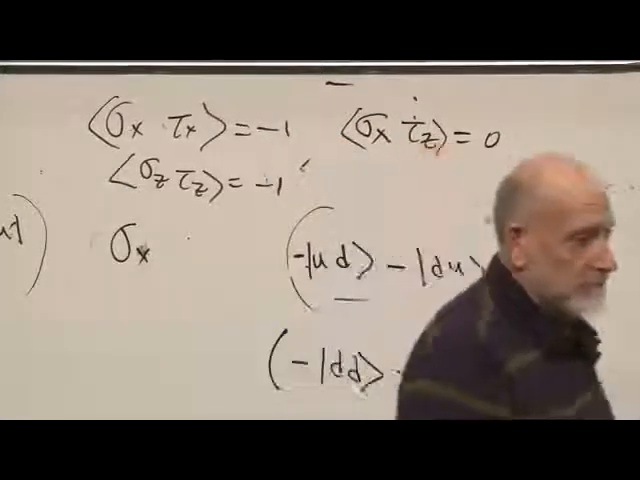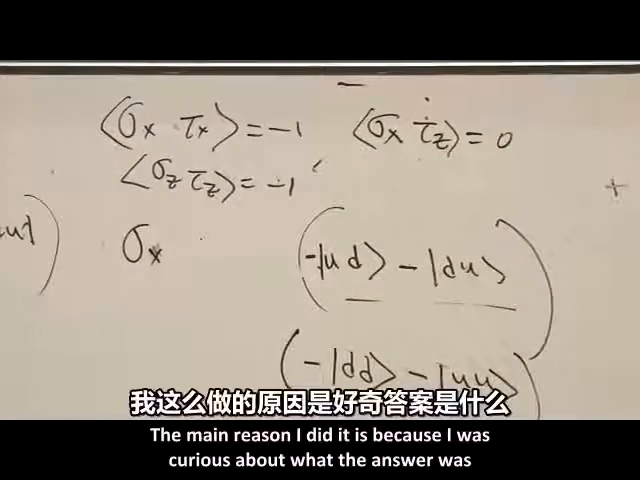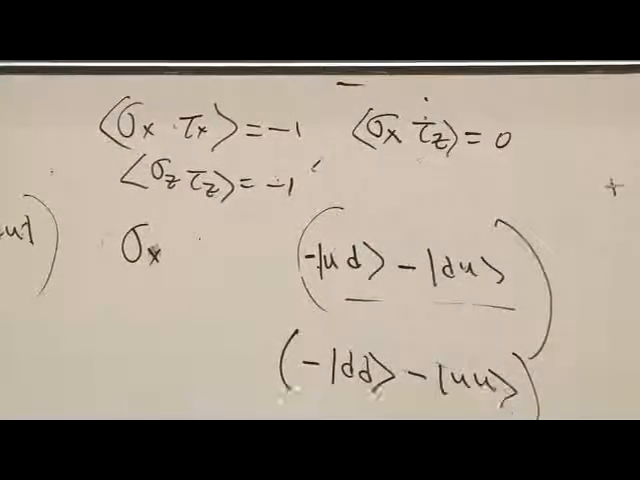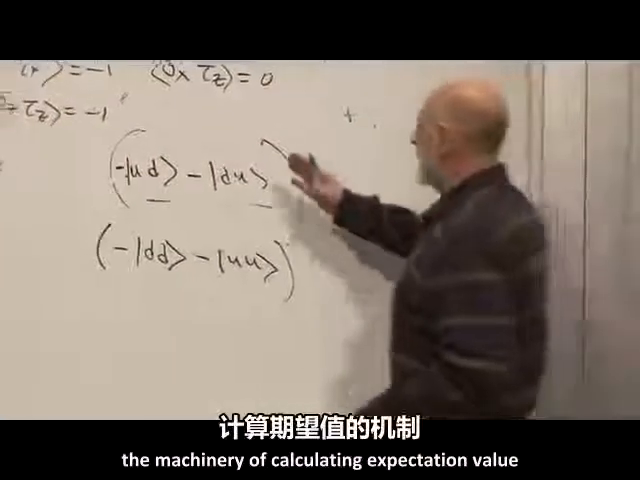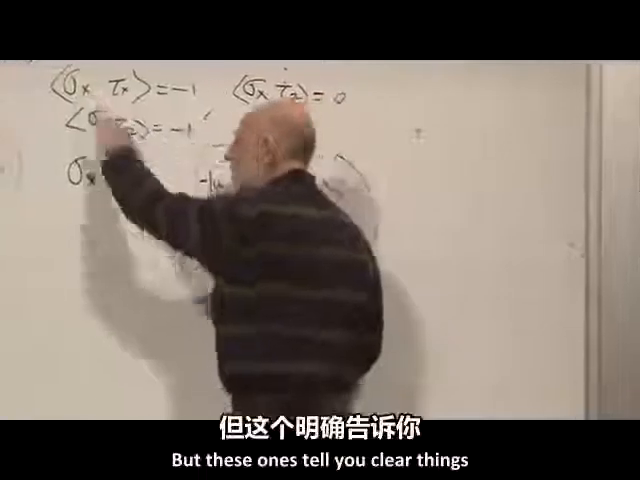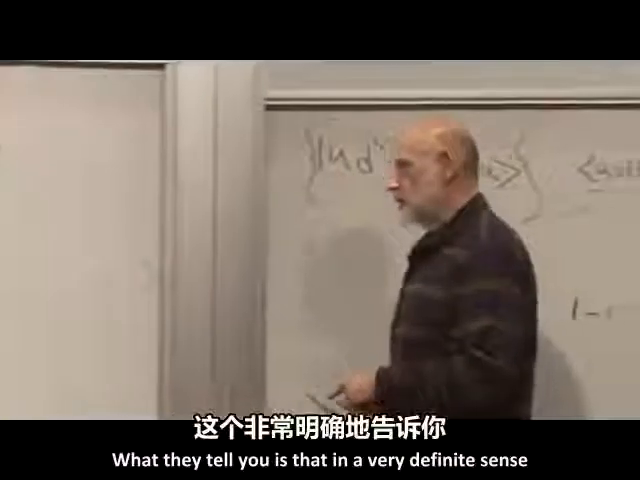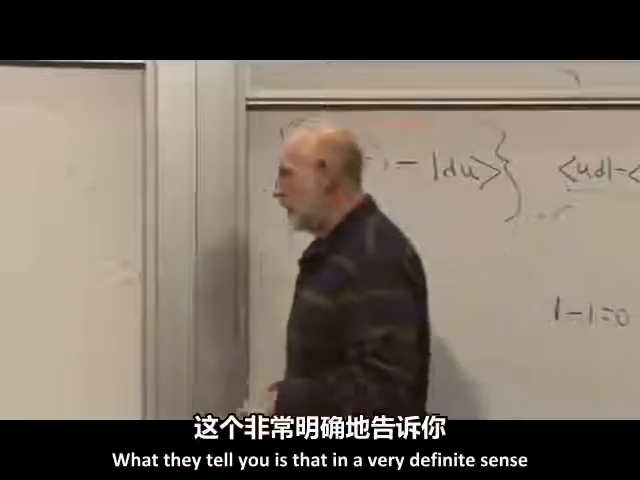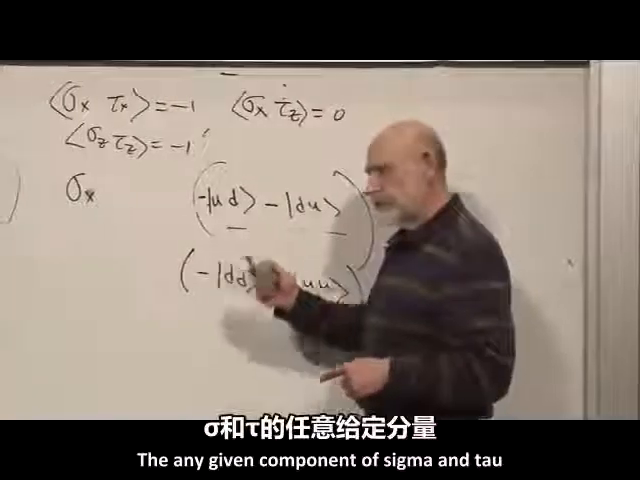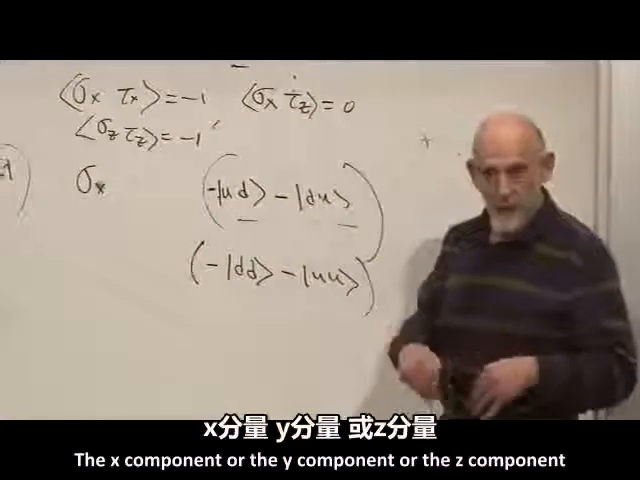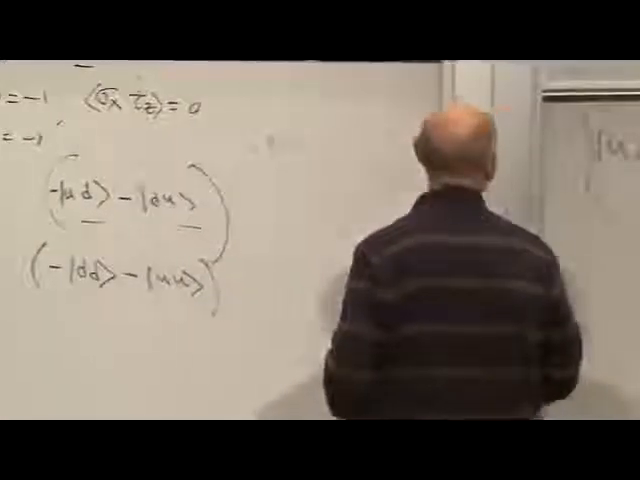Okay. What does it say? Well, I don't know. The main reason I did it is because I was curious what the answer was. But I also did it just as an illustration of the machinery of calculating an expectation value. But these ones tell you clear things. What they tell you is that in a very definite sense, any given component of sigma and tau, the x component or the y component or the z component, are oppositely oriented.